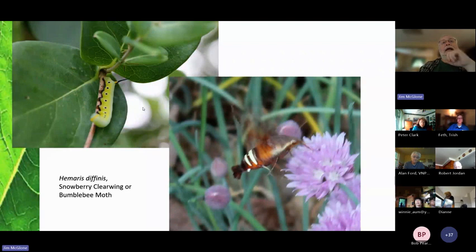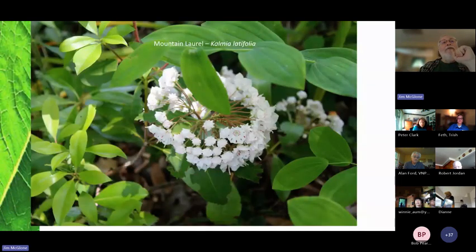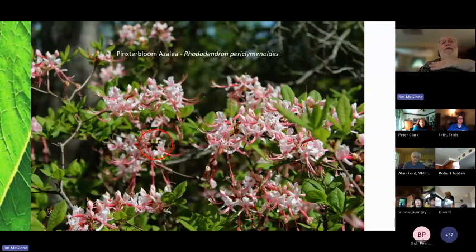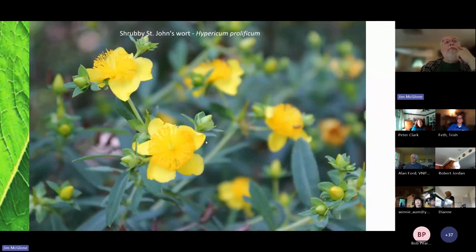Then if you can take acid, you've got mountain laurels. These are all examples of what are known as green mulch. The Pinkster bloom azaleas, these are another acid-loving plant, obviously. And circled here, there's that snowberry clearwing, nectaring on the native Pinkster bloom. And this is the shrubby St. John's wort, which blooms in the summer.